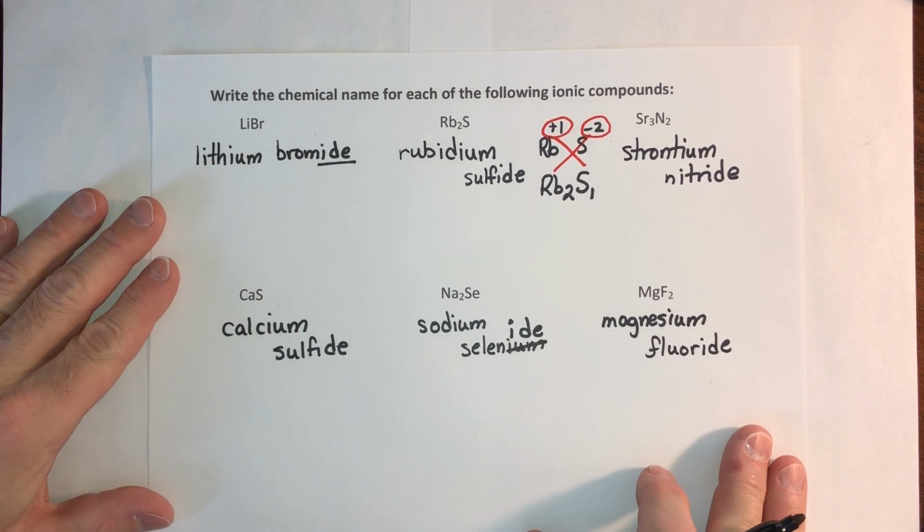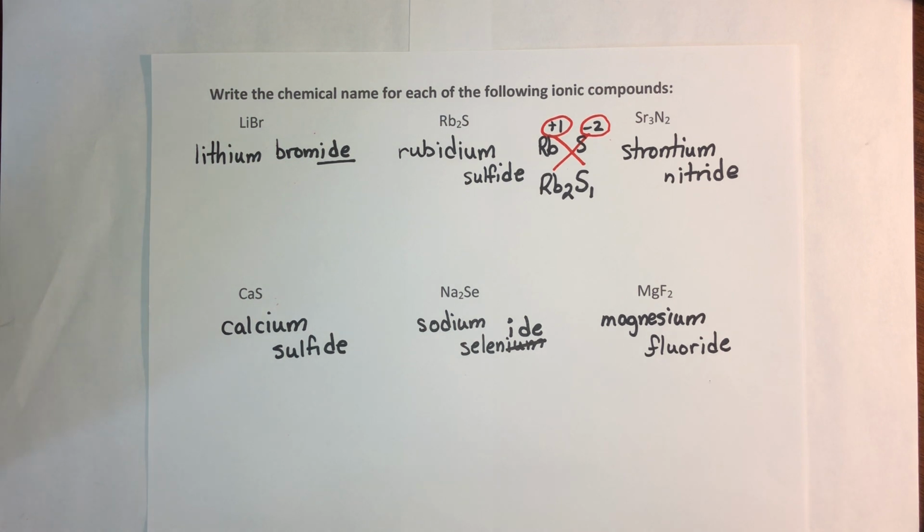All right, so this is the first part of naming ionic compounds. It only deals with group A elements. The group B elements are a little bit more tricky. So if you want to learn about how to name and write chemical formulas for ionic compounds that involve group B, that'll be part 2 in this series.